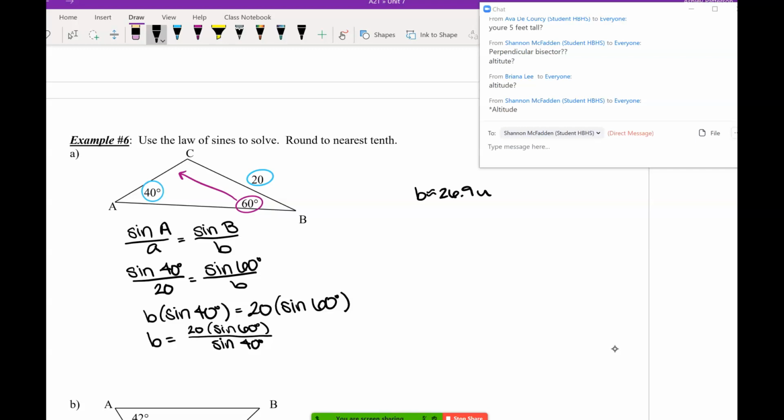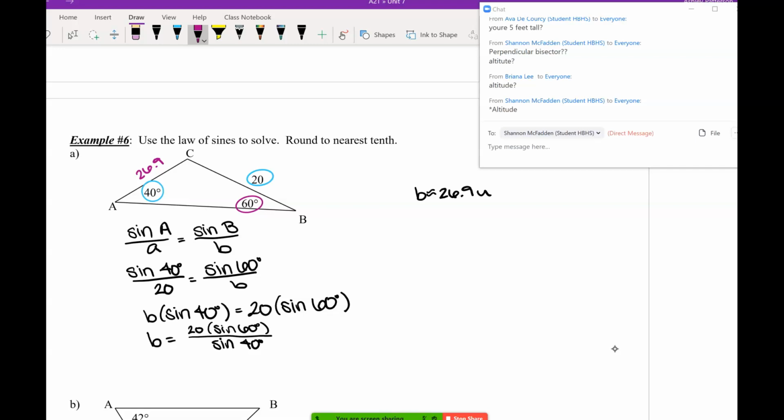Okay, so we know what little b is. Oh, nice. So if I know that little b is 26.9 and I know that little a is 20, I can just use the Pythagorean theorem to find little c, right? No, because this is not a right triangle. But we're so ingrained in our heads right now with, oh, Pythagorean theorem, sine, cosine, tangent. Be careful. This is not a right triangle. You cannot use the Pythagorean theorem.